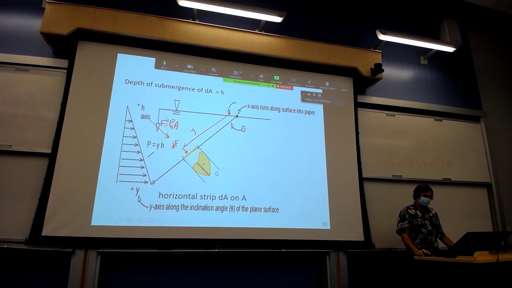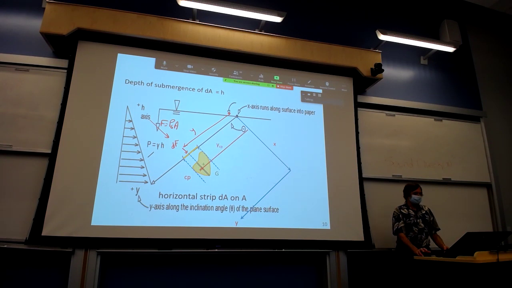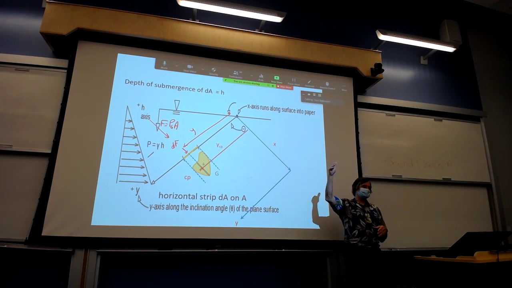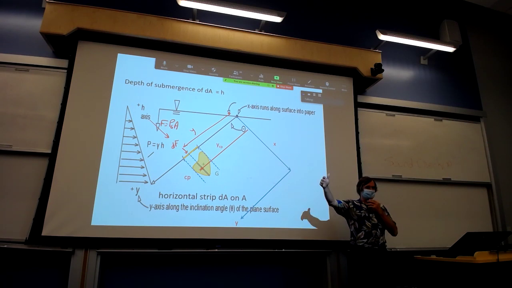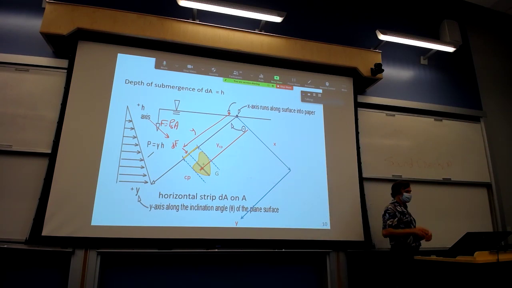So again, we have this horizontal strip dA, and what we're hoping to find from this analysis is the distance from the free surface down to the center of pressure. So again, if we are looking down on the object, the x-axis is running along the surface of the water, into and out of the screen, or into and out of your paper. But now we're looking down on the object so we can see this x-plane. And so yCp, again, is the distance from the free surface down to the center of pressure. Y bar is the distance from the free surface down to the center of area.